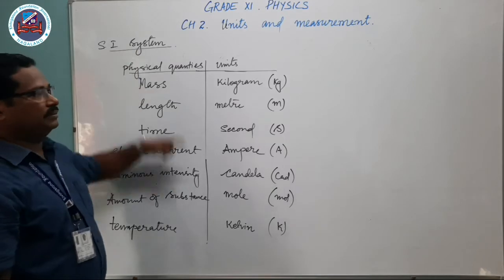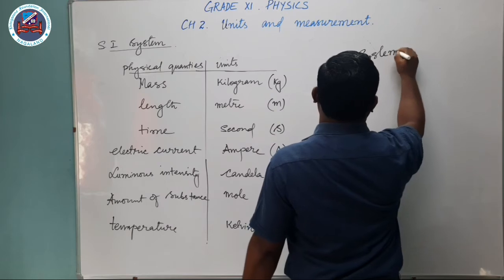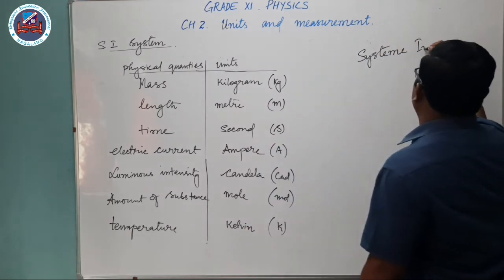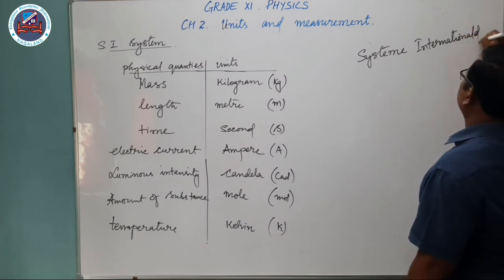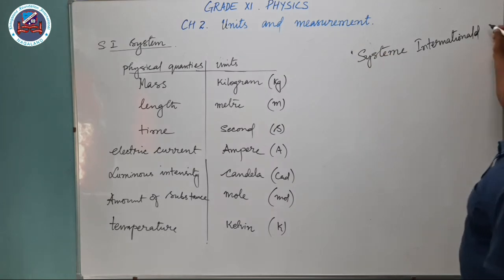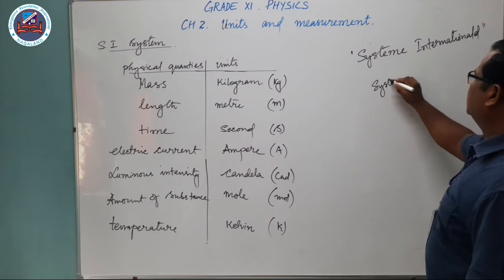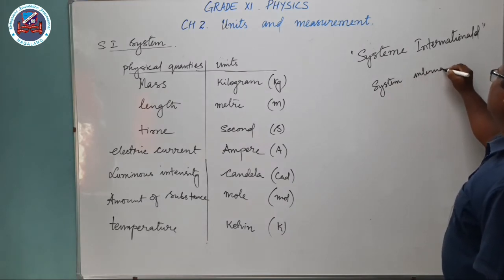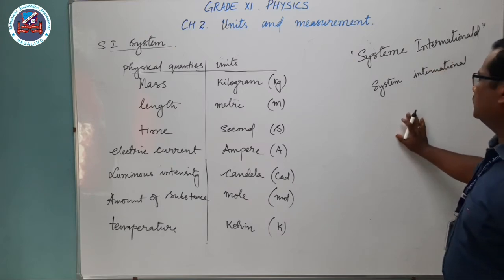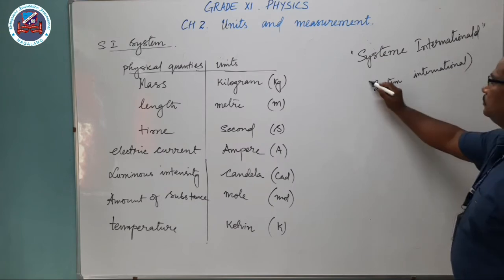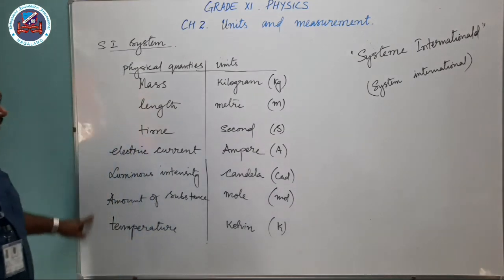This SI system, the full form is Système International in French, and in English we take it as System International. We pronounce it as System International or International System of Units. Now, these are the 7 physical quantities.